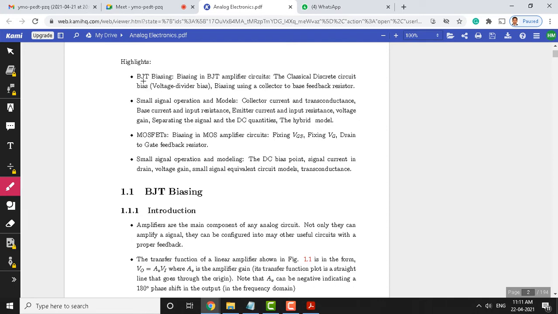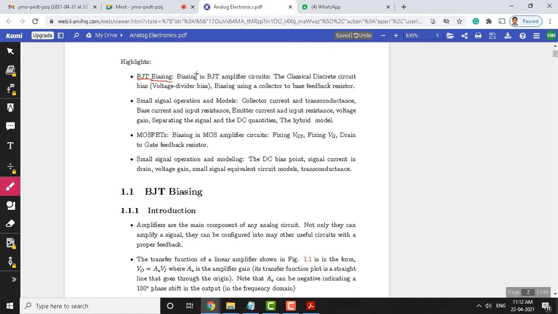So, you can see BJT biasing. Okay. So, BJT biasing is an important design step in the amplifier. A preliminary part in the amplifier design is the BJT biasing. We should set the voltages and currents within the biasing circuit.